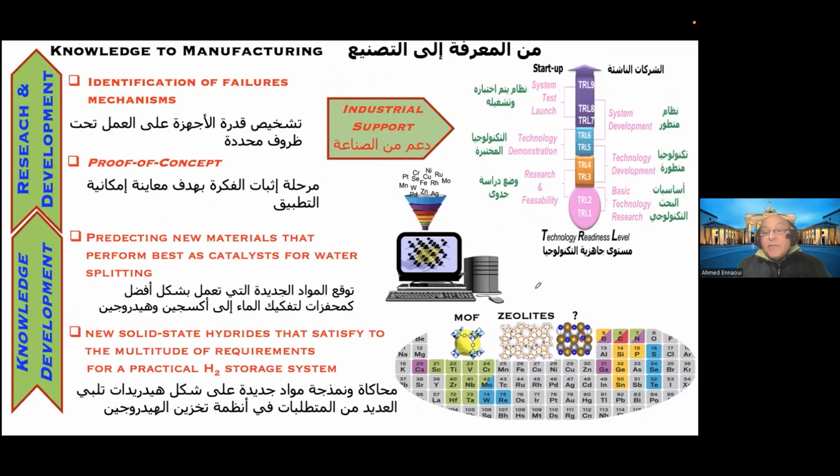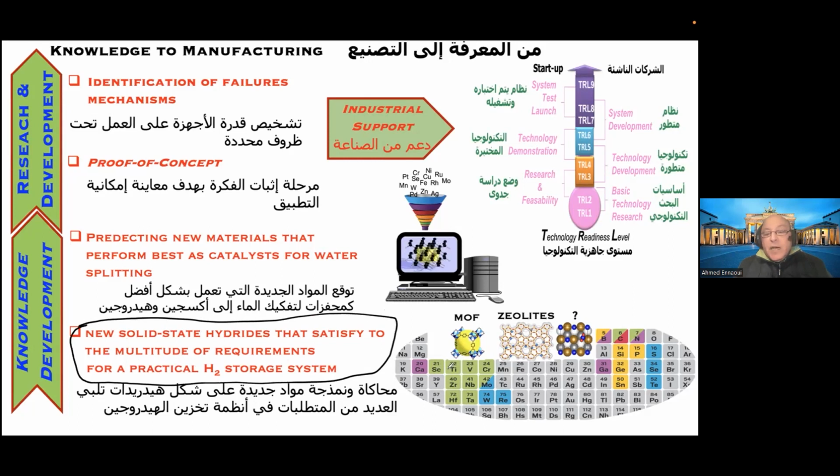Last but not least, I just want to show you how I see the research and development. We are working here with the group at the Faculty of Science Rabat. They are trying to investigate, to explore the Mendeleev table and to find a new solid state hydride that satisfies the multitude of requirements for a practical hydrogen storage system. That's the objective. And there are a lot of requirements. I told you about some of them.